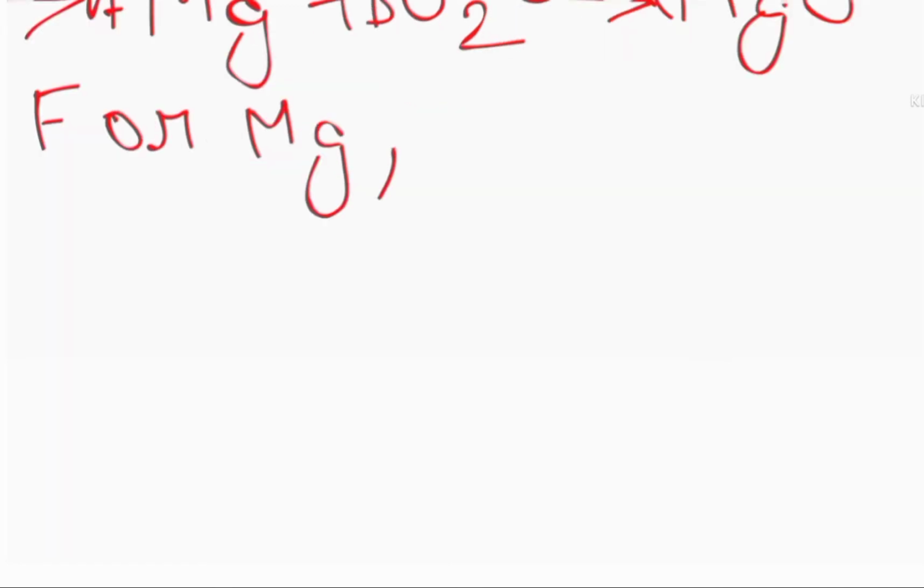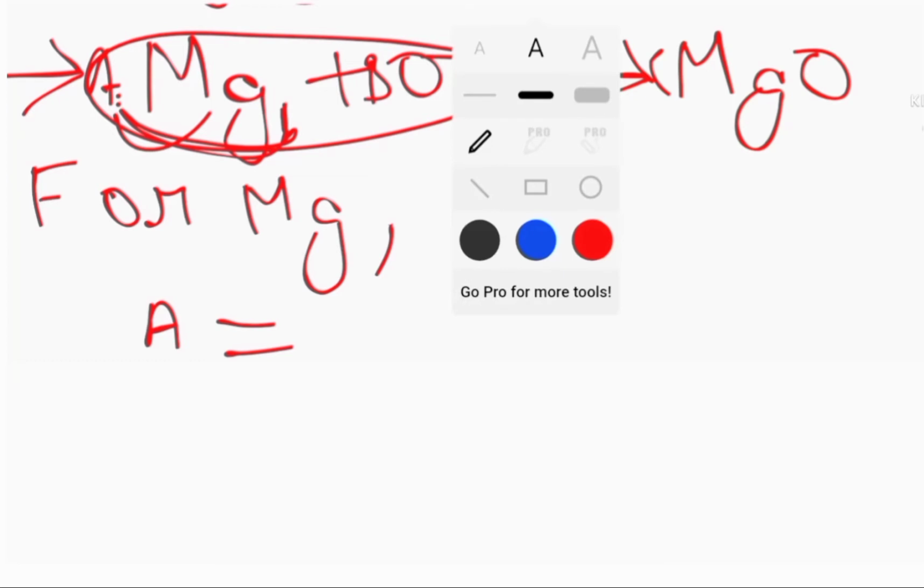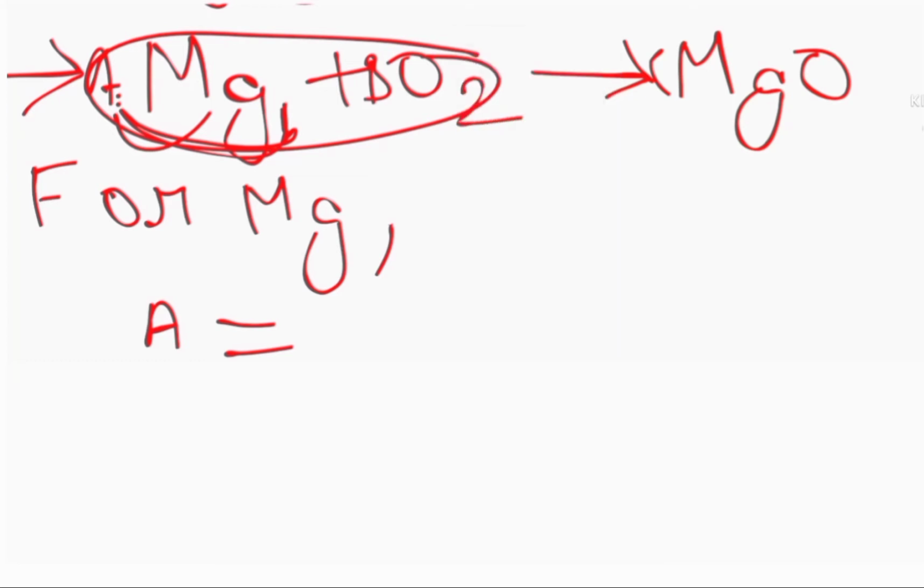First for Mg in LHS. In LHS we have only 1 Mg, so multiply this by this, we will get A, and in LHS there is no other Mg, so we will write equal to for this. And in RHS there is also a Mg, which gets multiplied with C, 1 multiplied with C, so we will get A equal to C. Let's take this as equation 1.